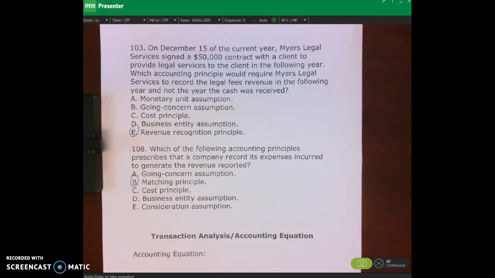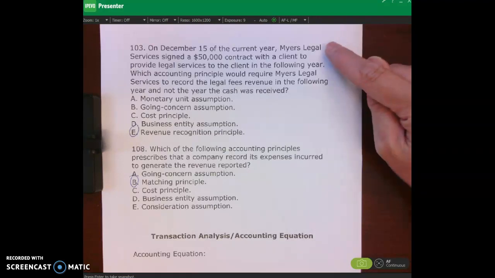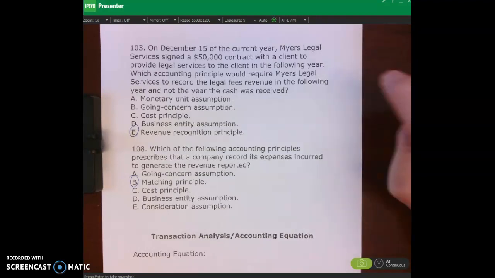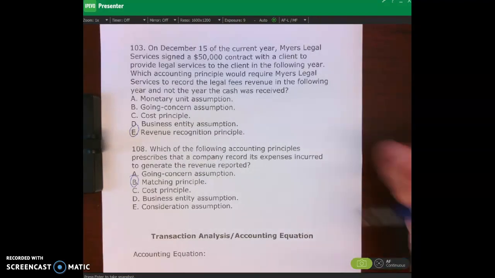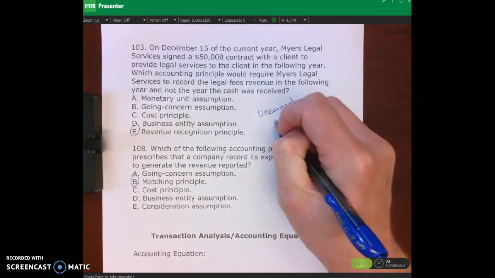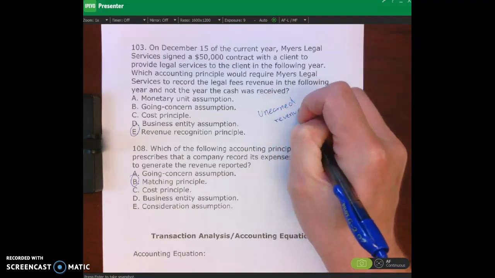Technically, what they have in this situation is that Myers Legal actually has a liability to provide those services in the future. So they actually have a liability. This situation is called unearned revenue. That's what this is called, unearned revenue.